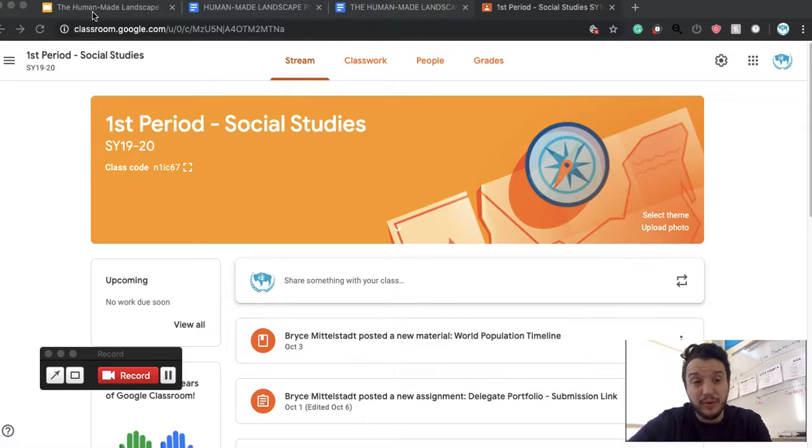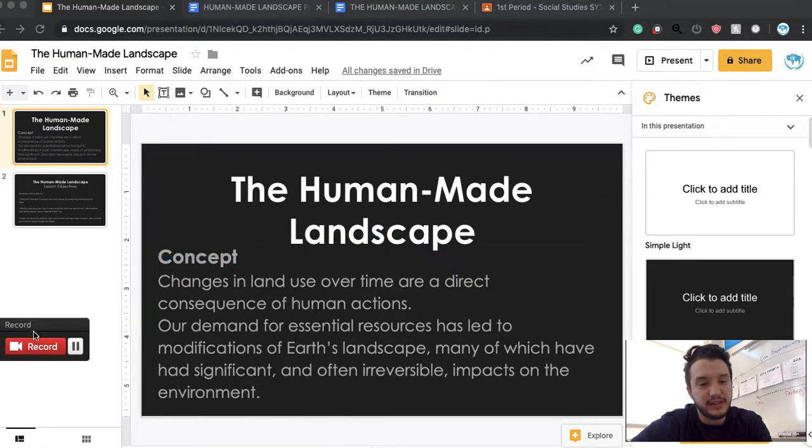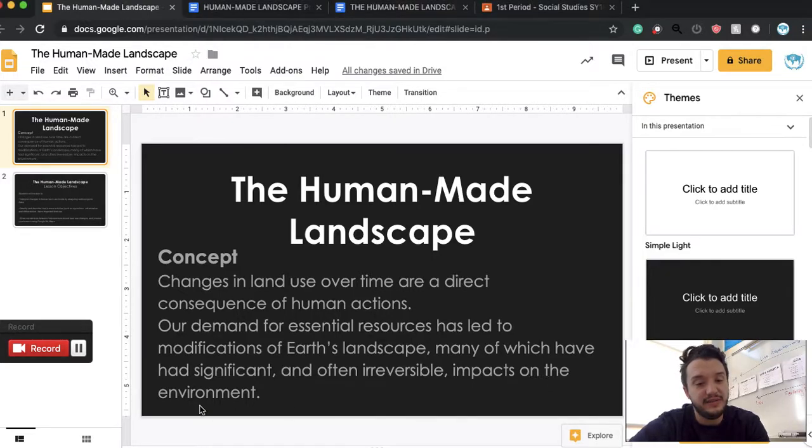The next step is we're going to be looking at the human-made landscape. Okay, so this is the next part in our series, looking at how humans have changed Earth's surface over time. The overall concept is that changes in land use over time are a direct consequence of human actions. Our demand for essential resources has led to the modification of Earth's landscape, many of which have had significant and often irreversible impacts on the environment.